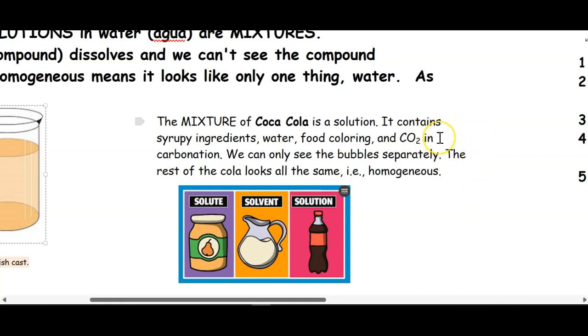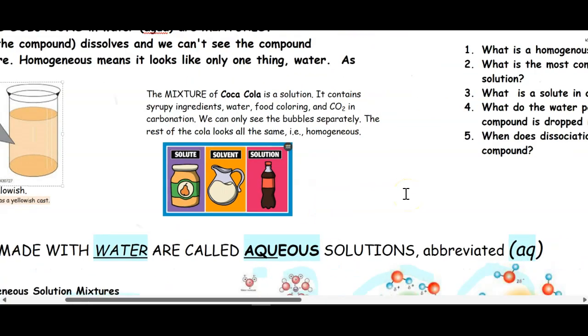Now, it's homogeneous. That is, we only see one thing. But then when they put in the carbonation, now we can see the bubbles separately. And so then it looks heterogeneous, meaning we can see two different things. But most of the solutions that we are talking about look all the same, just as Coke does without the bubbles. You've probably drunk Coke where the bubbles have gone into the atmosphere, right? Yes, so that would be a homogeneous mixture because the carbonation is gone.